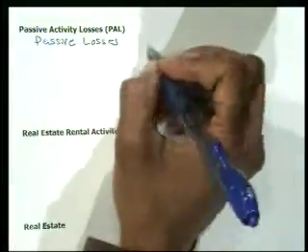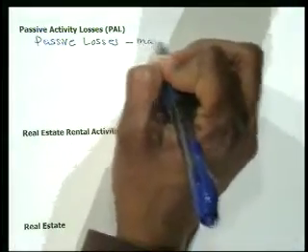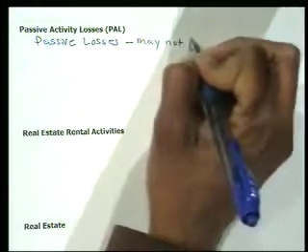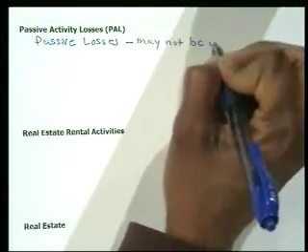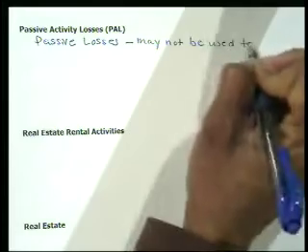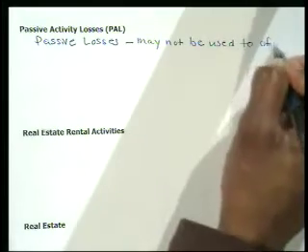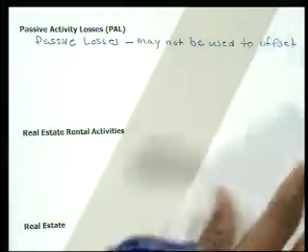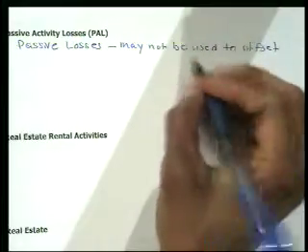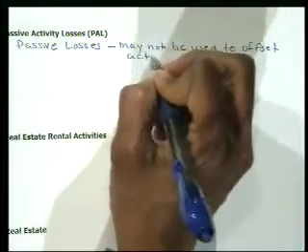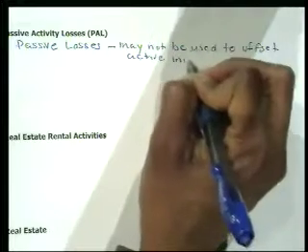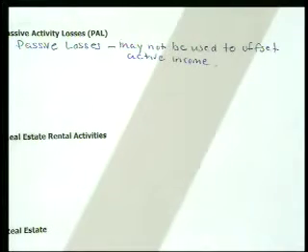Passive losses may not be used to offset active income. So basically, I can't use a passive loss to offset my salary. Salary is considered active income, so I cannot use a passive loss to offset it.